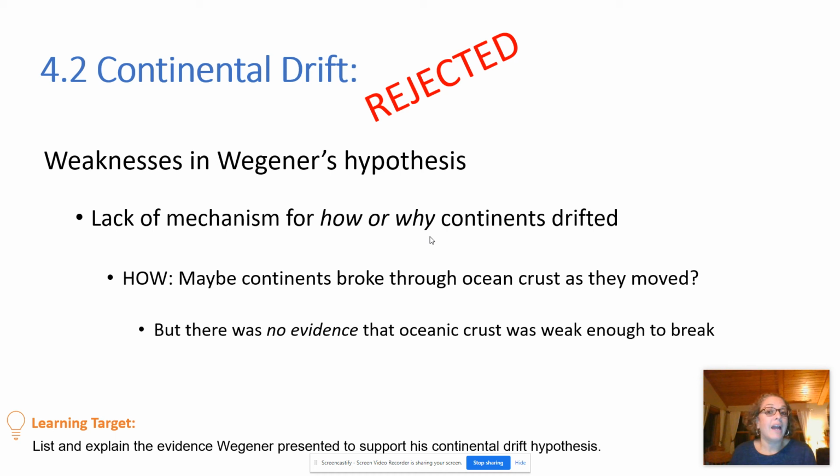Again, Wegener put forth the idea that maybe the continents broke through the ocean crust in order to move to their current positions. But there was no evidence of that. There was no evidence that either the ocean crust was weak enough to be broken apart by the continents, or that that had happened. We'd expect to see some evidence of that breaking apart if that's actually what had happened.